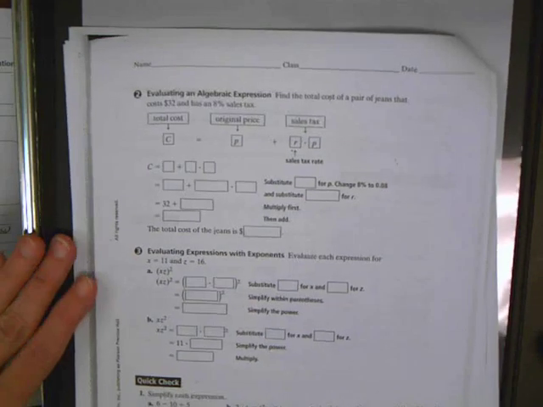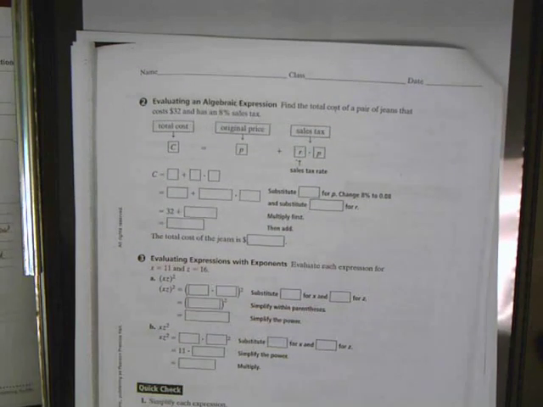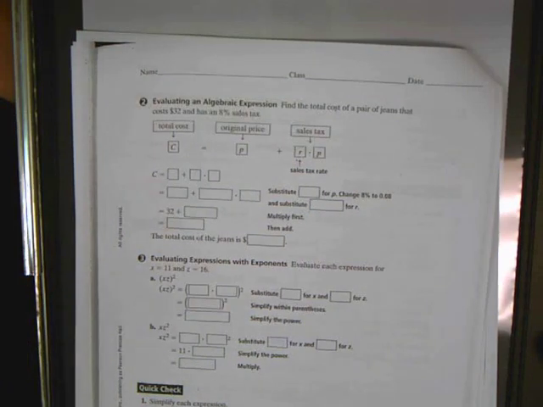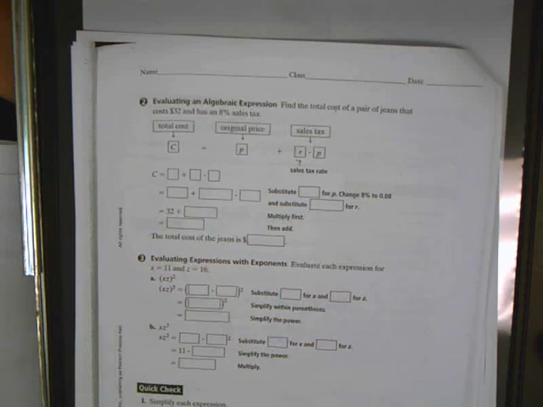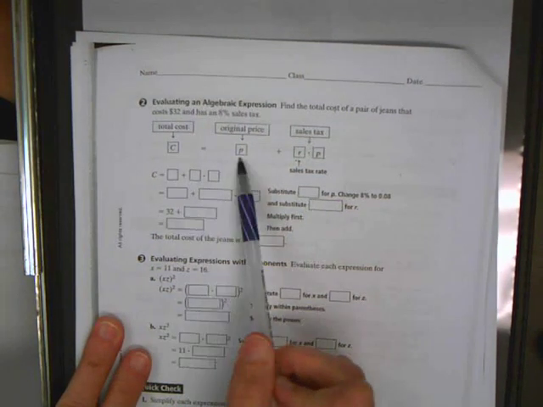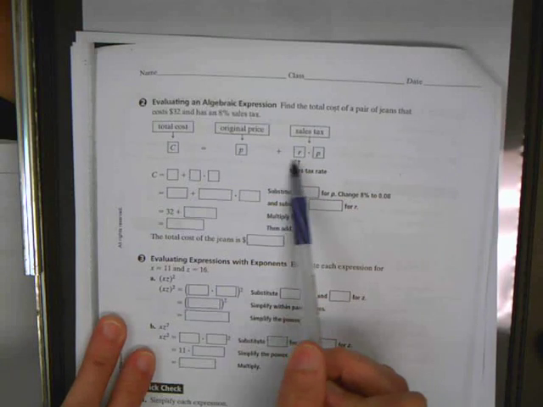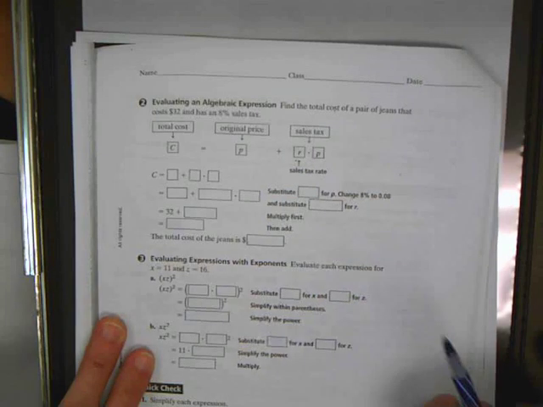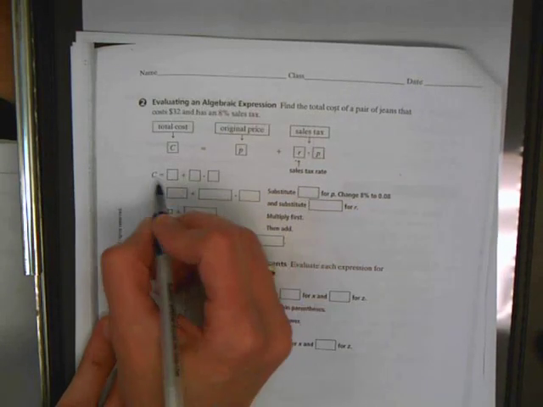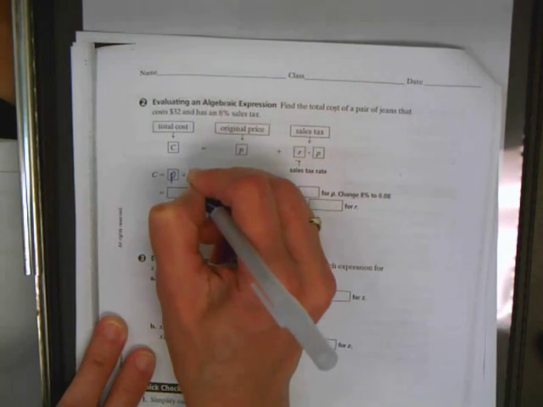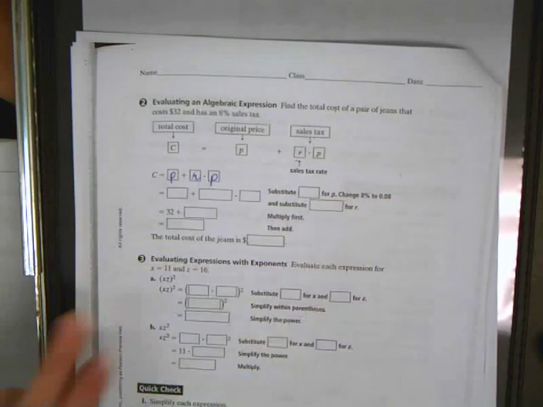Okay, our next one, evaluating an algebraic expression. We want to find the total cost of a pair of jeans that costs $32 and has an 8% sales tax. So we see our variables have been chosen for us. The cost is equal to the original price plus the sales tax rate times the price. Okay, so that's going to be C, total cost, is equal to P plus the product of R and P, and that can be P and R if you like.